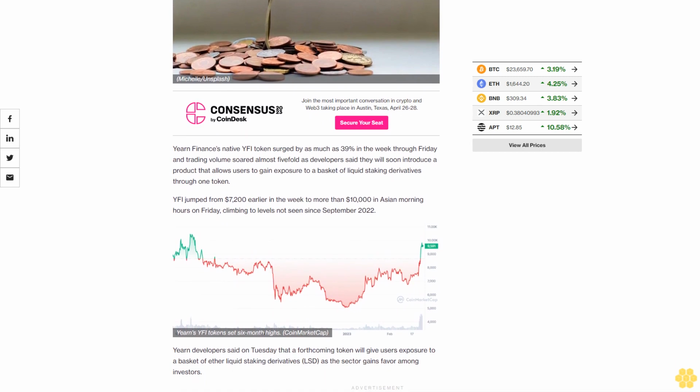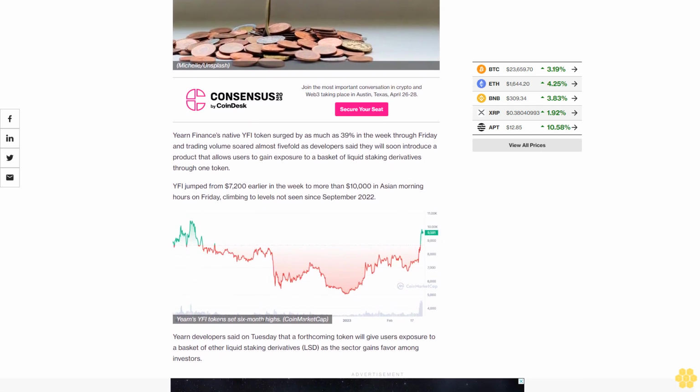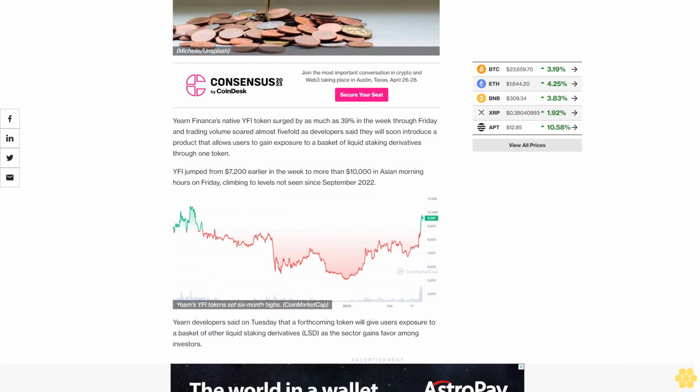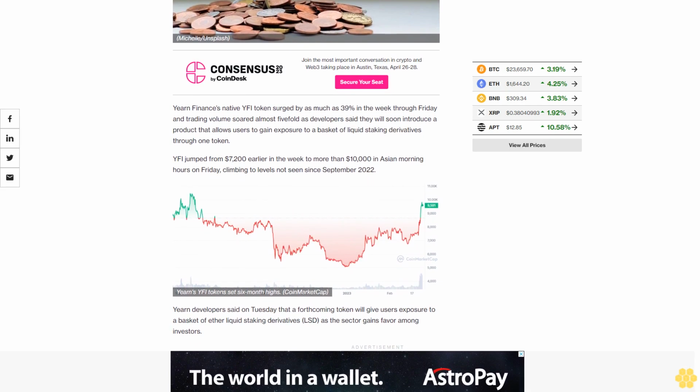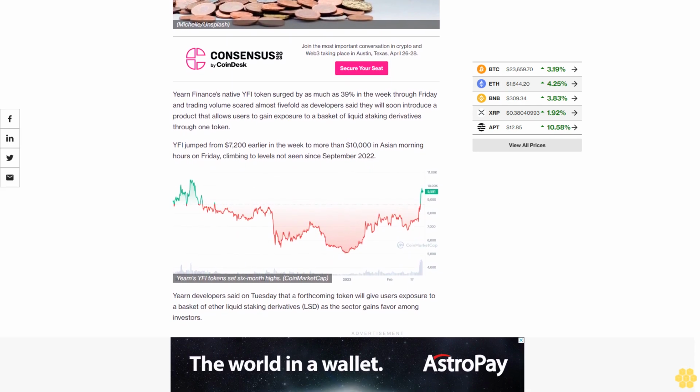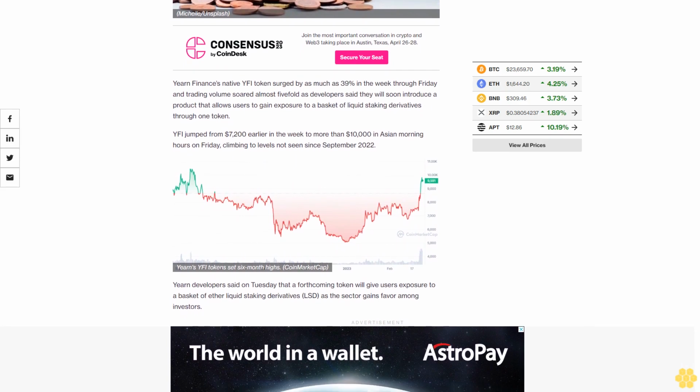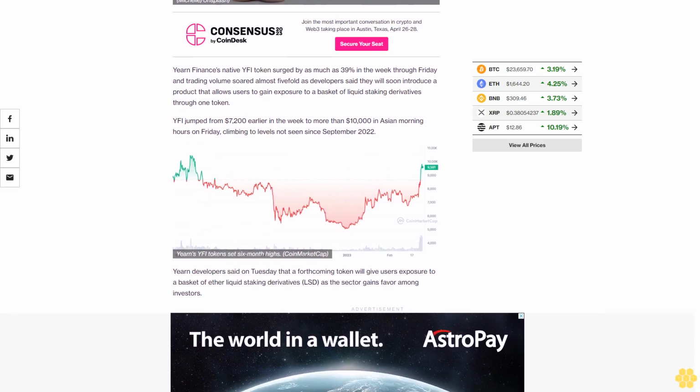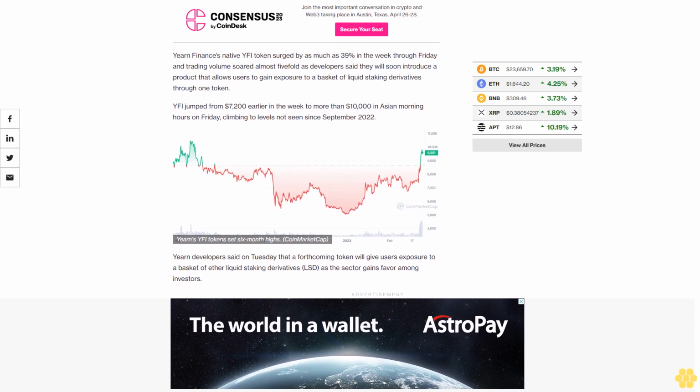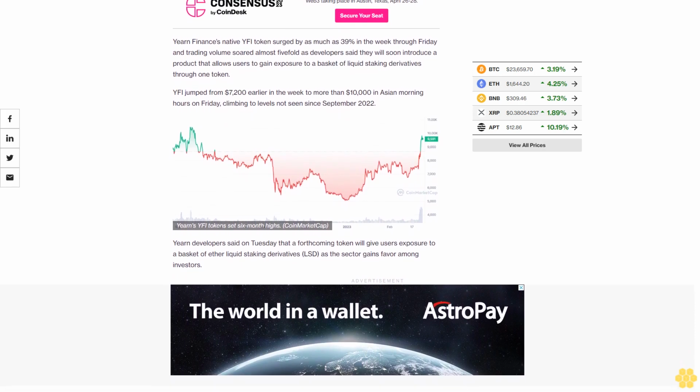YFI jumped from $7,200 earlier in the week to more than $10,000 in Asian morning hours on Friday, climbing to levels not seen since September 2022. Yearn developers said on Tuesday that a forthcoming token will give users exposure to a basket of Ether liquid staking derivatives (LSD) as the sector gains favor among investors.